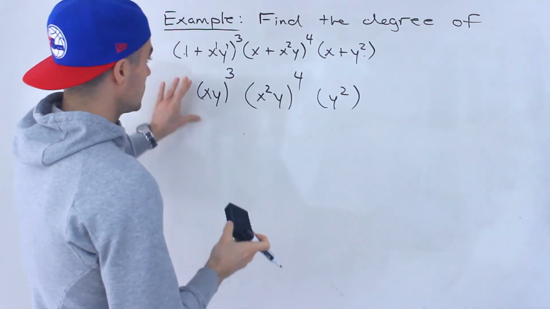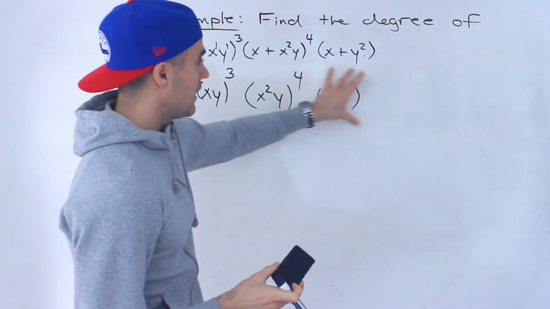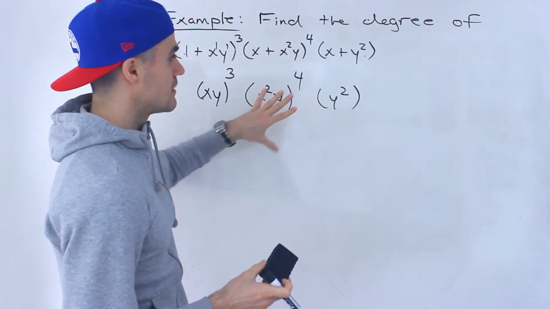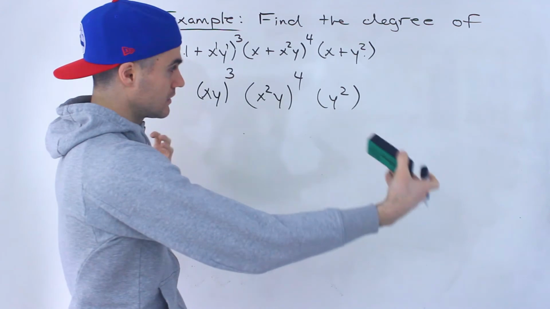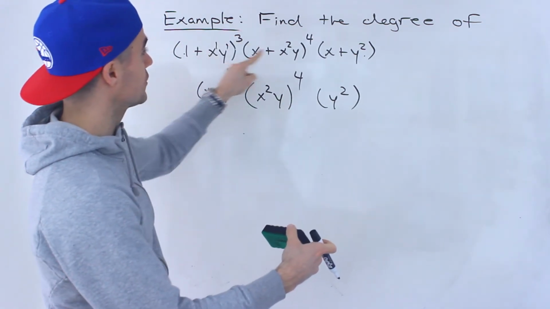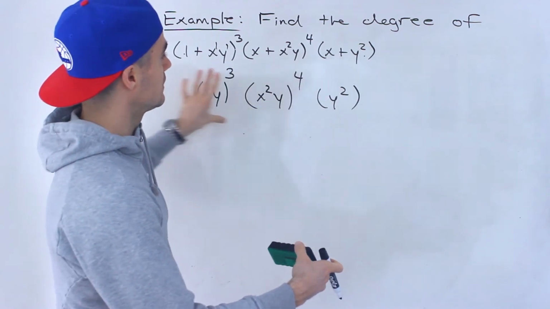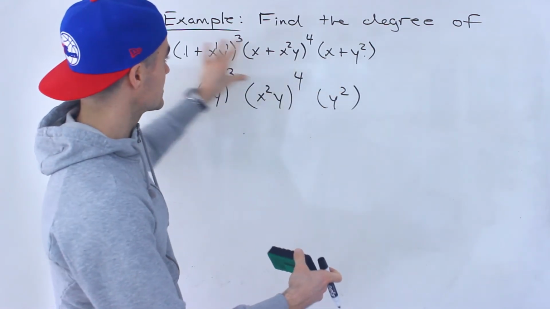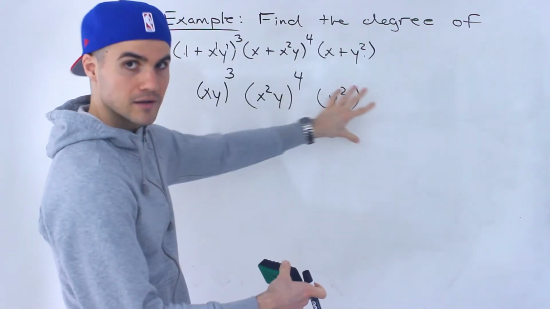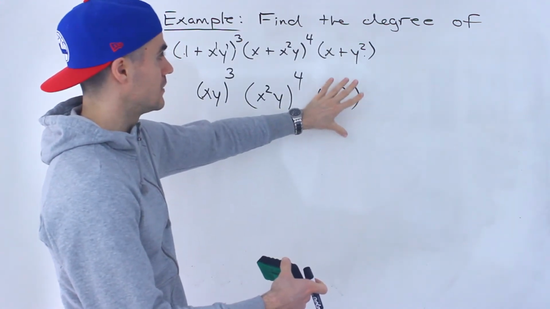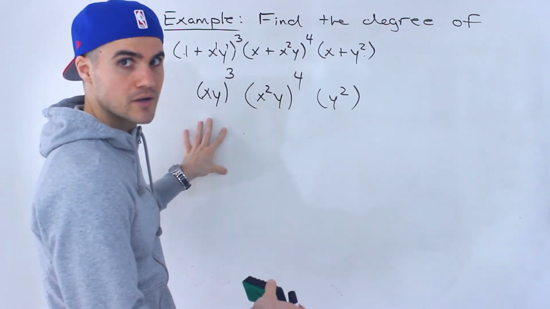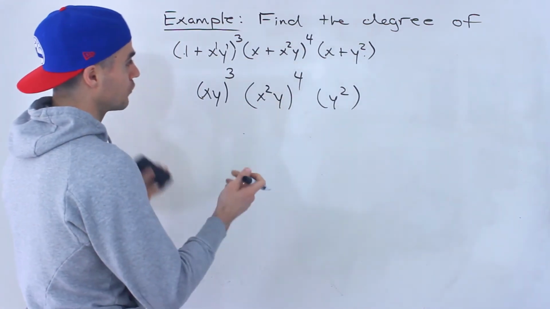And so now we can just multiply these, and this is going to give us the term in the expanded form that has the highest degree, because we took the highest degree from each of these brackets and now we're multiplying them. Eventually, if we were to expand this, those highest terms would multiply by each other like this. And we only care about those highest degree terms. We don't care about the rest of the terms because we're just trying to find the overall degree.